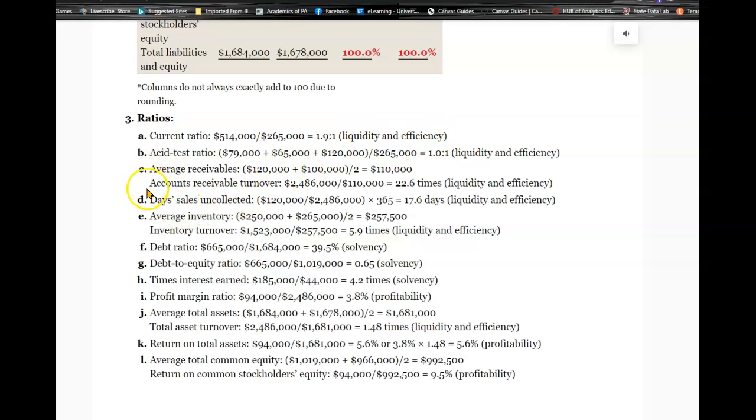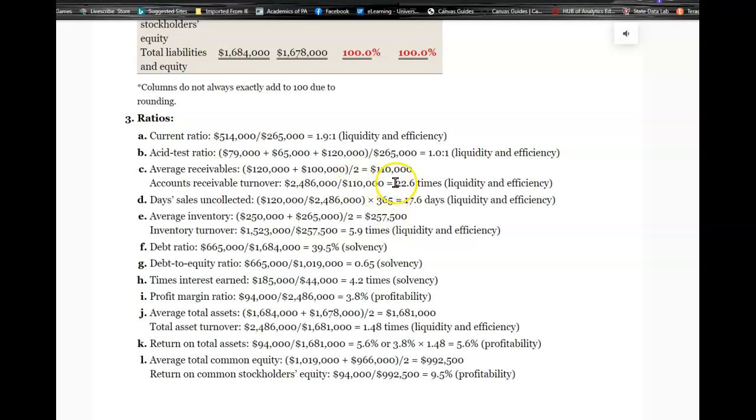Average receivables, and then the accounts receivable turnover here. So we calculate our average receivables. It was $100,000 the prior year, $120,000 the current year, divided by 2. So that gives us an average for the year of $110,000 in receivables. So our turnover is going to be the sales of $2,486,000 divided by the average accounts receivable of $110,000.